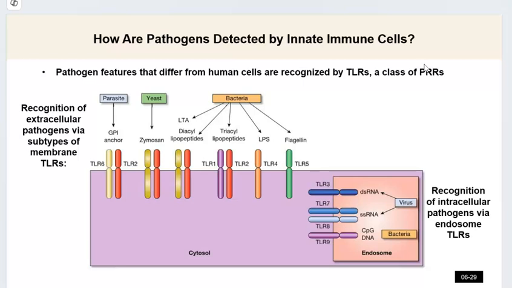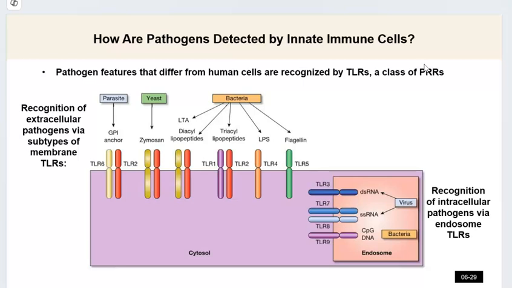So this goes into the question, how are pathogens detected by our innate immune cells? The pathogen feature that differs from human cells. So how do we know what we're supposed to attack, right? These are recognized by TLRs, which is a class of the PRRs. So TLRs are a subset of pattern recognition receptors that mediate pathogen recognition in the innate immune system. There's many types and combinations of the TLRs. This is what this is representing here in this illustration.